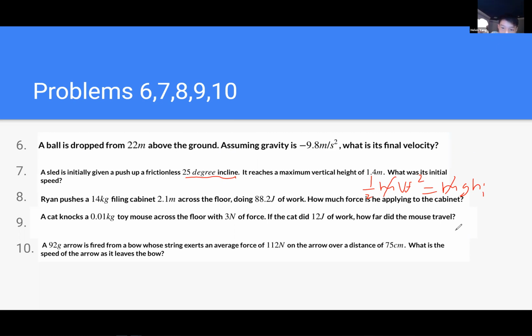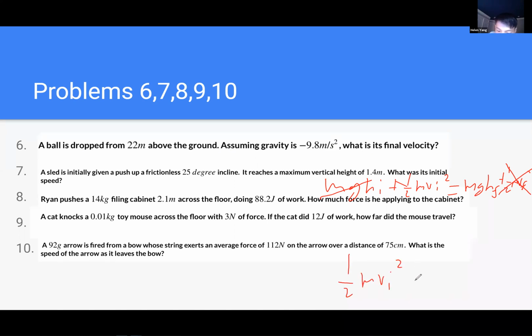Oh wait, actually in this situation, it would be m g h initial plus 1/2 m v initial squared equal to m g h final plus 1/2 m v final squared. Since it's starting from the bottom, the initial potential energy is actually 0, and at the top, the final kinetic energy would be 0. So you actually have 1/2 m v initial squared is equal to the final potential energy. So again, you can cancel out the mass and get v initial equal to root 2gh. And then again, plug in to get v initial.